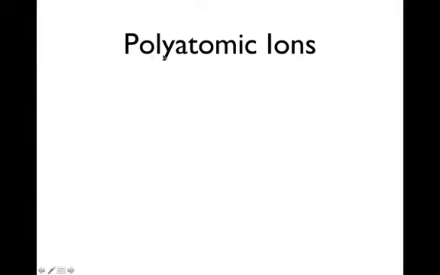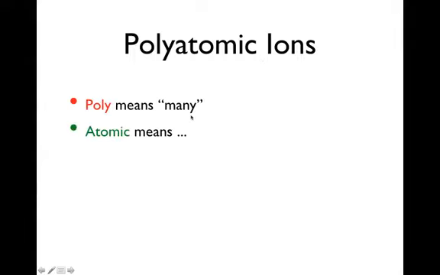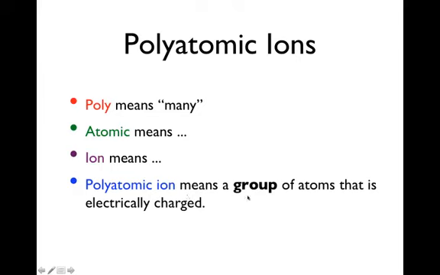In this section, we're talking about something called polyatomic ions. I want to break down this word just in case it's a little bit intimidating. The prefix poly means many. Atomic means atoms, obviously. And we've already talked about what ion means. Ion means that something has an electrical charge. So a polyatomic ion is basically a group of atoms that is electrically charged.